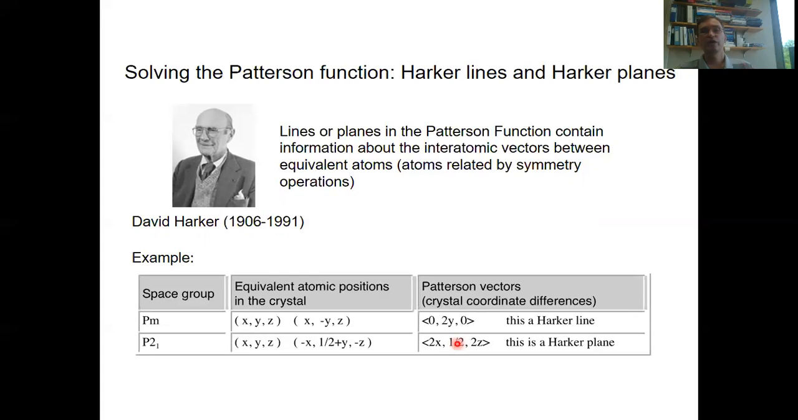Now you can use Harker lines and Harker planes in order to determine absolute atom positions from relative atom positions. And I want to show you that by an example.